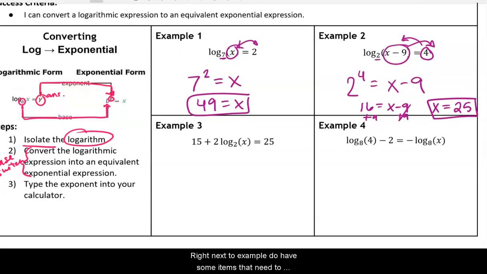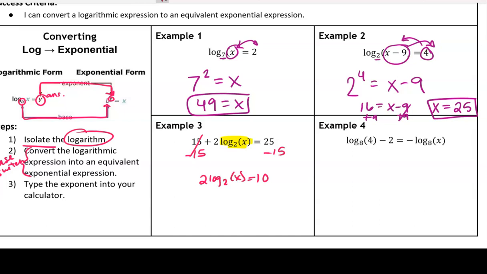All right, next example. Here we do have some items that need to come off of the log before we can deal with the log. So we need to isolate that log. Our first step in isolating the log would be to subtract. 25 minus 15 is 10. And now we still need to isolate that log, so we're going to divide both sides by 2. So we are left with log base 2 of x equals 5.